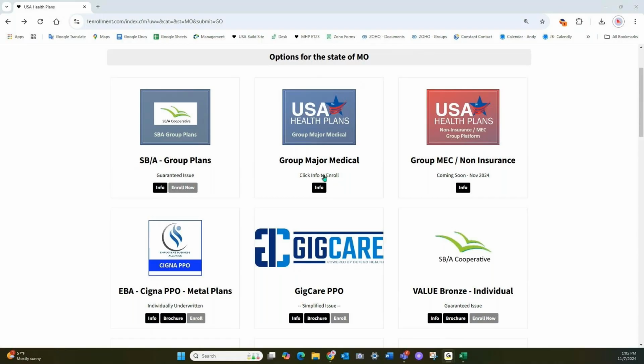For starters, the group major medical product that we're using here is really the exact same as the individual product that you're selling. So if you're already selling that EBA offering with the Cigna PPO network on the individual market to individuals, then there's no reason you can't do it in group because the benefits are identical. The only difference is that someone else is paying for the coverage.